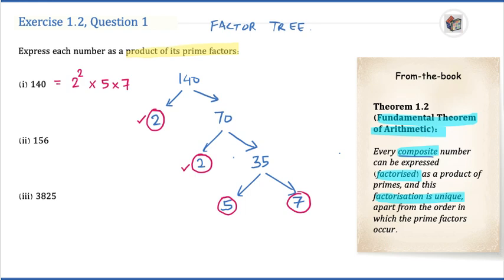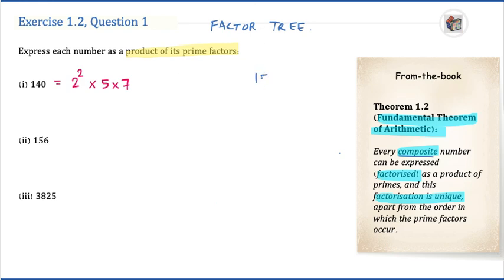Let's move to the next part. 156. Now 156 is an even number, so it will have a 2, and the other number would be, 2 is multiplied by what will give you 156? Or you can think, 156 divided by 2 will be how much?